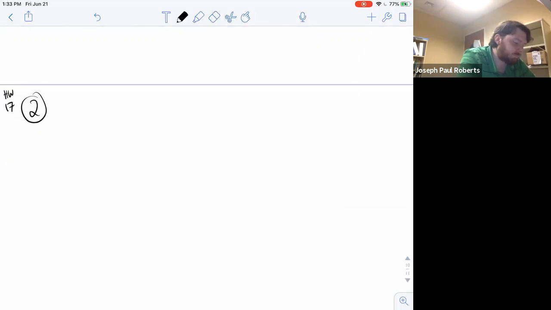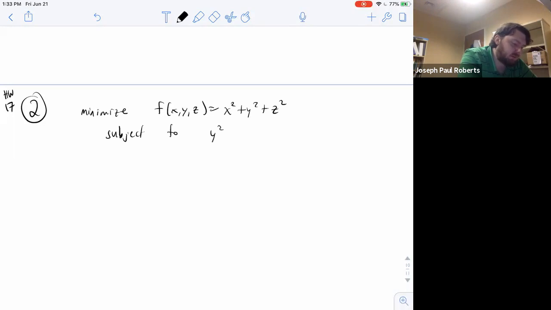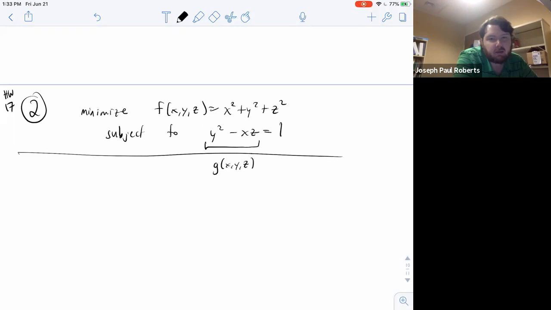Homework 17, you would do it as: minimize, I'll call it lowercase f of x, y, z, equals x squared plus y squared plus z squared, subject to, and I'm going to rewrite the equation slightly, because remember, our constraint has to be of the form g of x, y, z equals k. So you have to have all your x's, y's, and z's on the same side. We've had to do that several times throughout this course, so just be aware of that. And so this is a 3-variable constrained treatment of this problem.